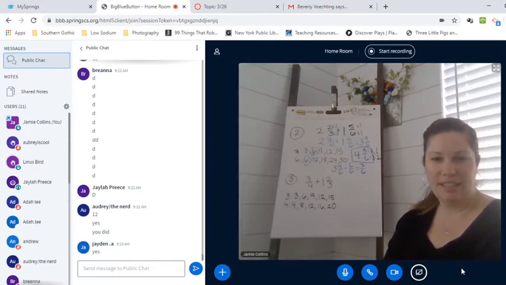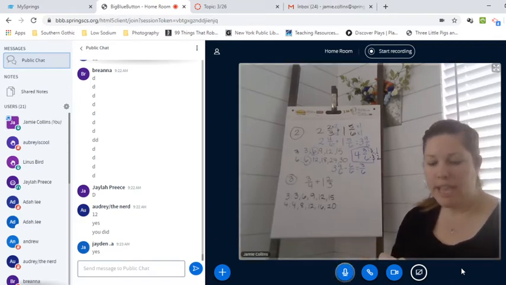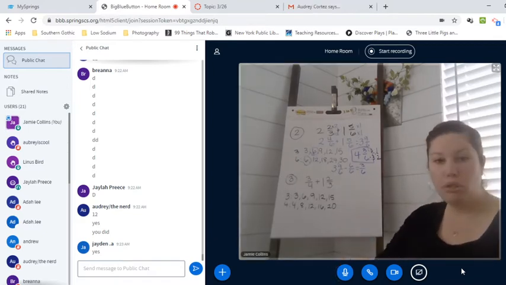Okay, so Audrey says that the least common multiple is 12. Do you guys agree with her?